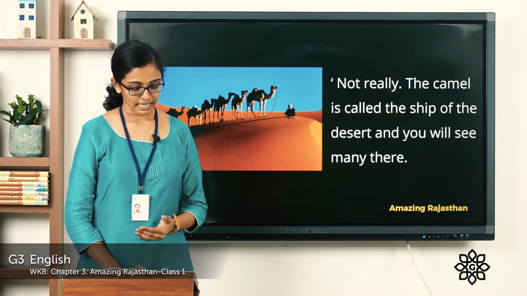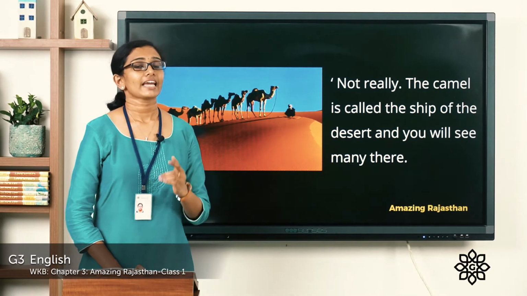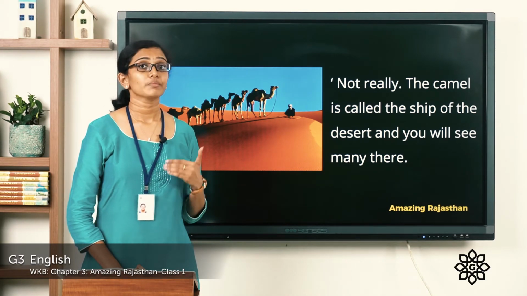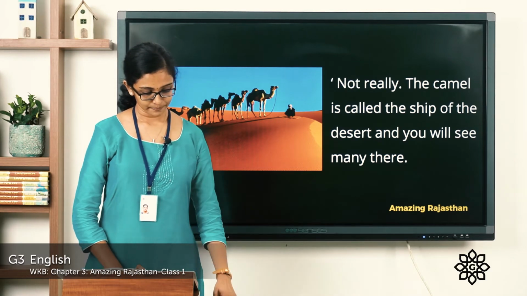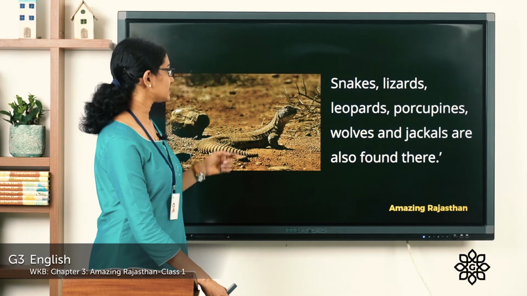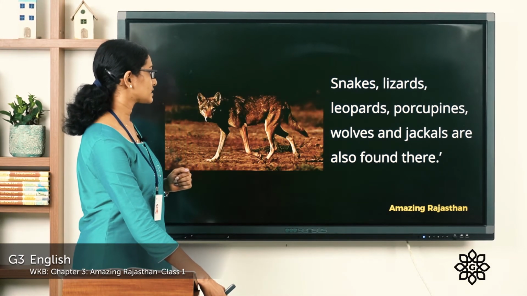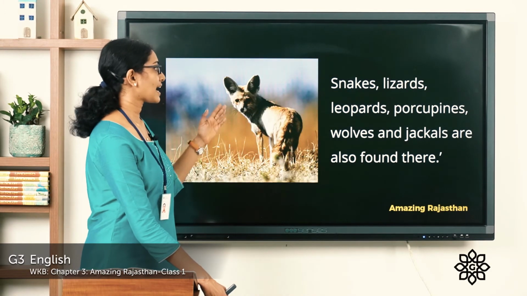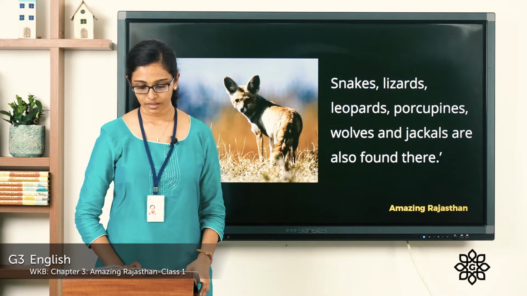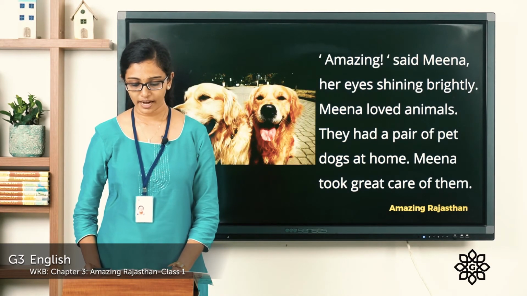So their mother was telling them that even though the camel is the ship of the desert, camels are not the only animals that you see there. So what other animals would be there in the desert? Let's see. There are snakes, lizards, leopards, porcupines, wolves and jackals also found there. Amazing, said Meena, her eyes shining brightly.